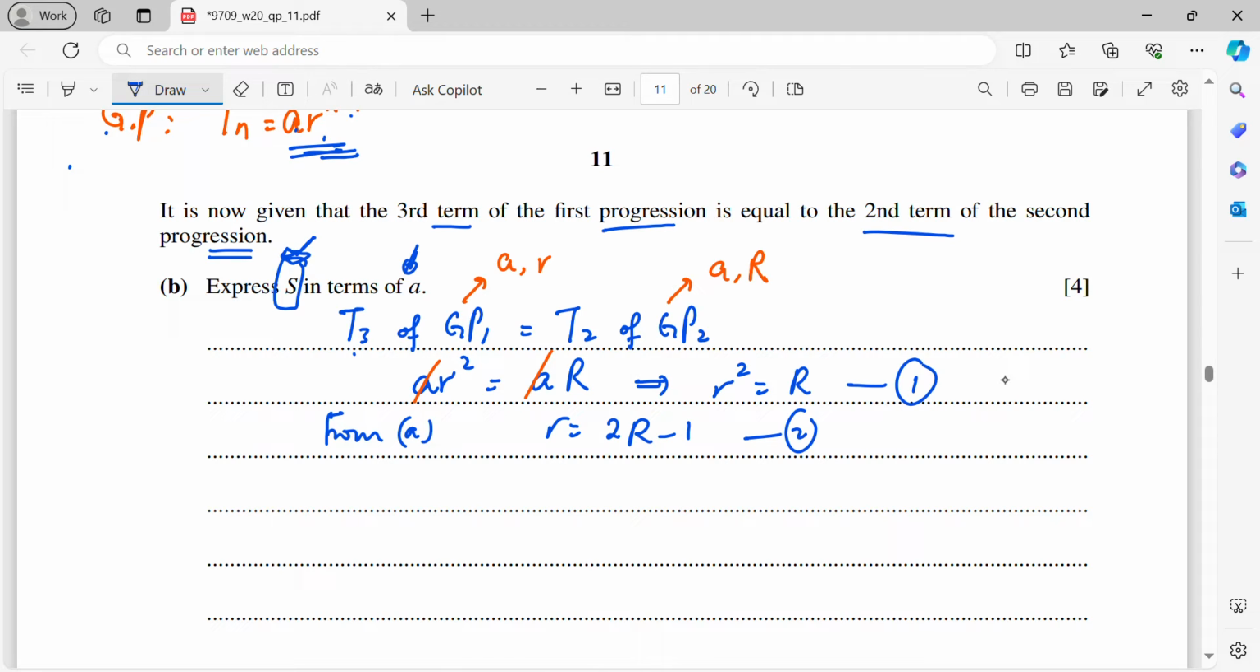So it means that I have to eliminate the capital R. I will replace my capital R by r squared. So I substitute the first into the second: r equals 2 of r squared minus 1. Then I'll rearrange this. I'll get r equals 2r squared minus 1. Move this r to the right side. You will get 2r squared minus r minus 1 equals 0.